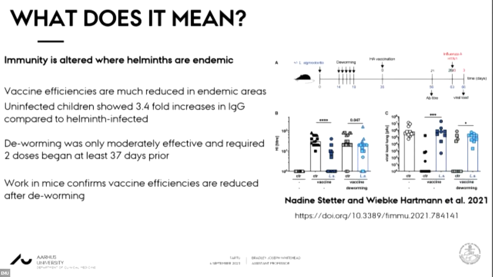On the darker side, if you're infected with a helminth, you'll have a much reduced response to vaccines. This is commonly known, and we see 3.4-fold decreases in infected children compared to uninfected children. And quite interestingly, deworming is effective to some degree, but you need to start at least 37 days prior, and it needs to be multiple doses. So the effects are long-lived, and this has been confirmed in mice, where quite an extensive deworming program was required to restore some of the vaccine efficiencies.